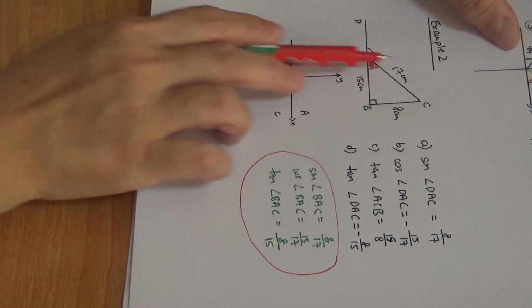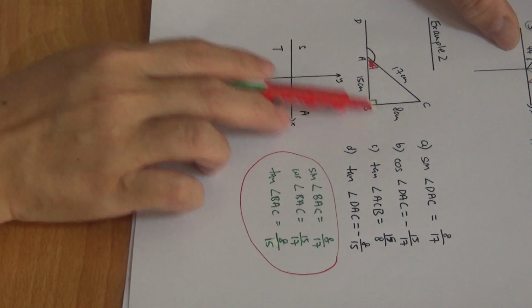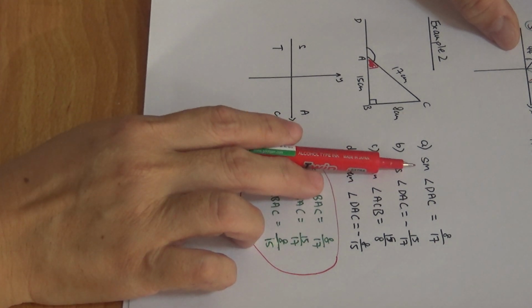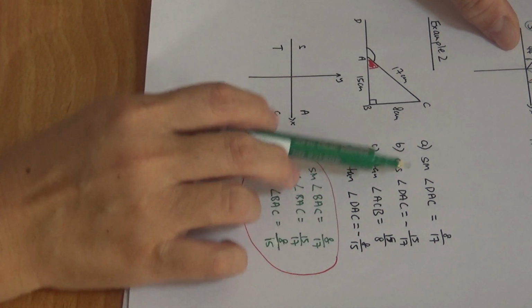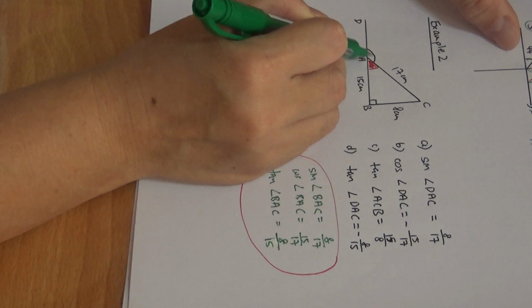Cosine of this is 15 over 17. And tangent of this is 8 over 15. So this is here. Okay, now next, you look at this particular part. They say they want to find sine of angle DAC, which is here, this one.